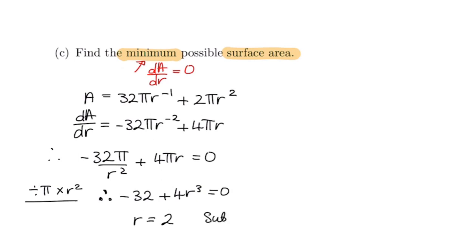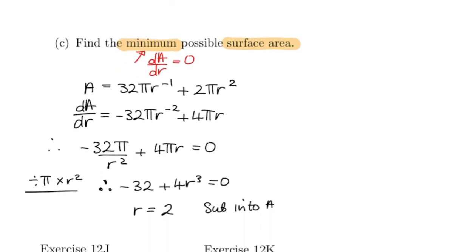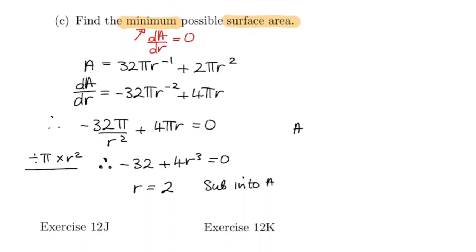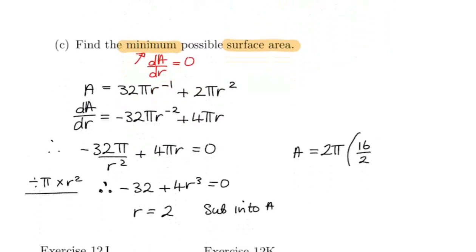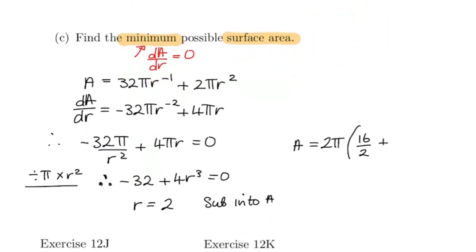We're going to sub into the formula for A. We can use any one we like. We can use the one at the top. So you're going to get A equals 2 pi times 16 over 2, I'm just using the form up above, plus 2 squared. So A equals, and it comes out as 24 pi centimetre squared, and that of course is an exact answer.